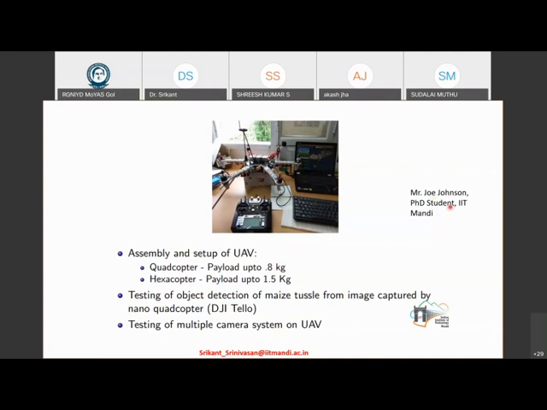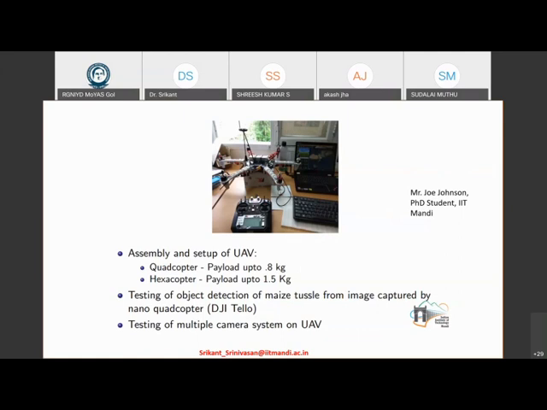Joe Johnson, and he's been using this to fly over various fields and do some measurements. So with the UAV, the way it works is, the UAV system is going to fly above the ground, and we are going to basically have to see what is the health of the various crops.